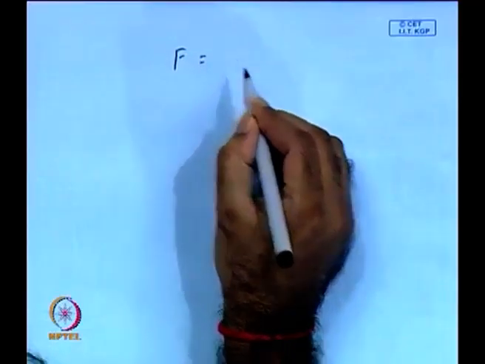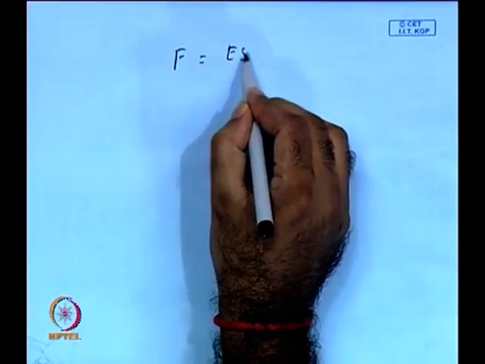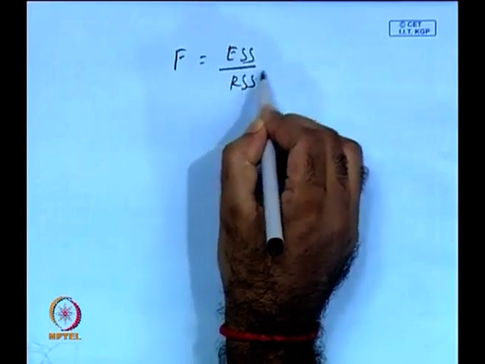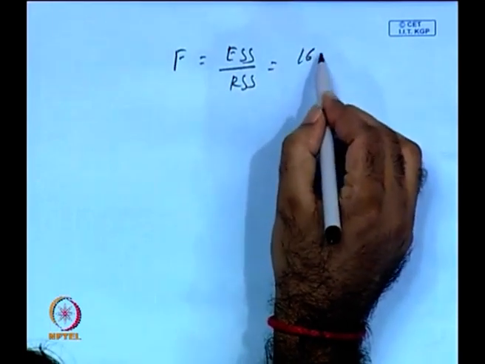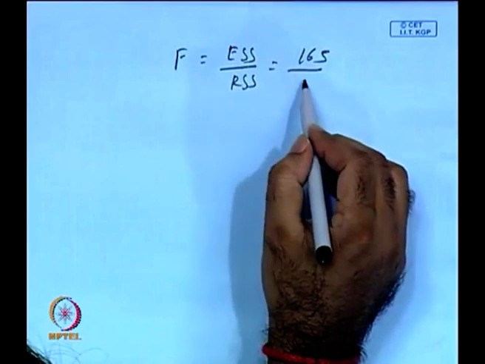So for that we need to have the F statistic. Then we need to know what the F statistic is here. The F statistic is the ratio between ESS by RSS, and ESS we have already calculated, that is 165, divided by RSS.